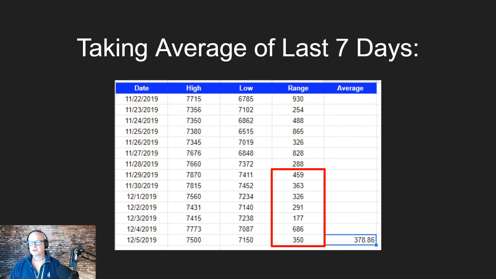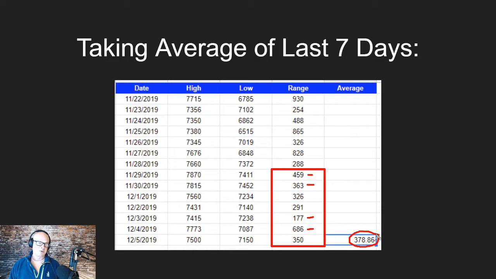And what you'll notice in here is that we get values all over the place. 459, 363. We get as low as 177. We get as high as 686. But the average here is about 380.